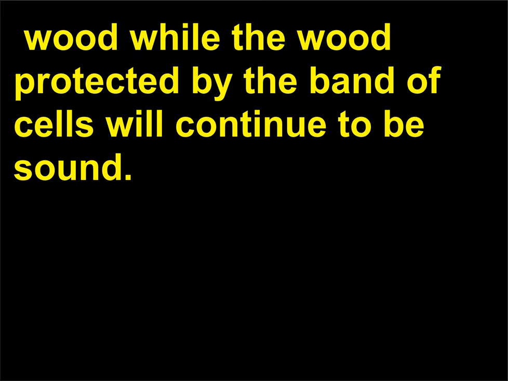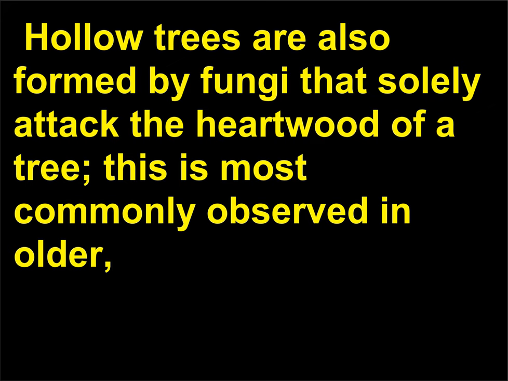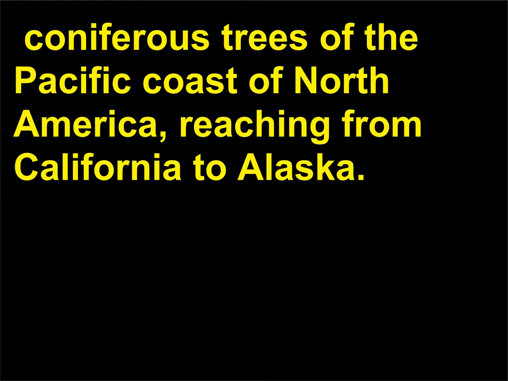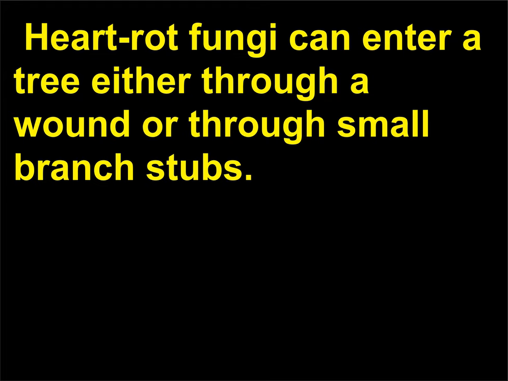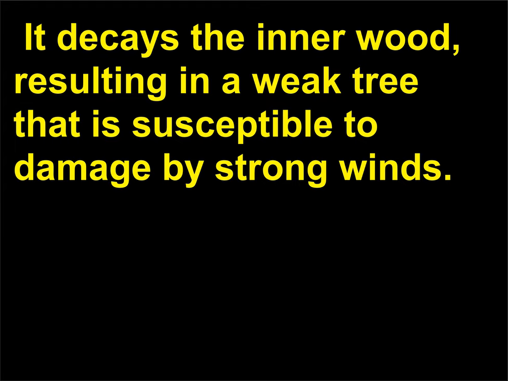Hollow trees are also formed by fungi that solely attack the heartwood of a tree. This is most commonly observed in older coniferous trees of the Pacific coast of North America, reaching from California to Alaska. Heart rot fungi can enter a tree either through a wound or through small branch stubs. It decays the inner wood, resulting in a weak tree that is susceptible to damage by strong winds.